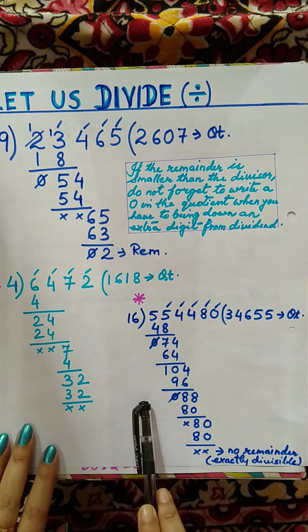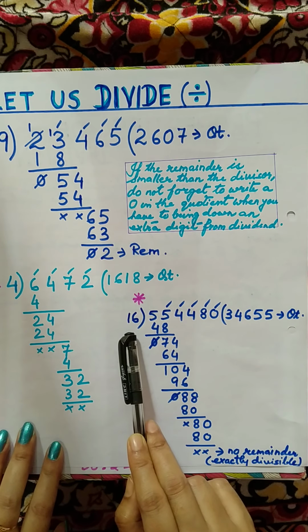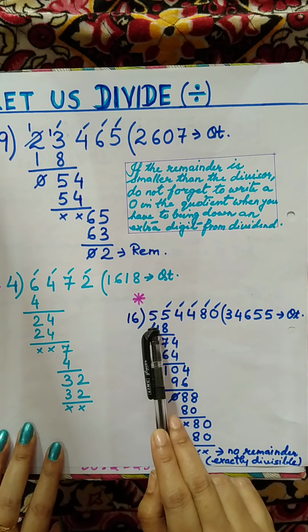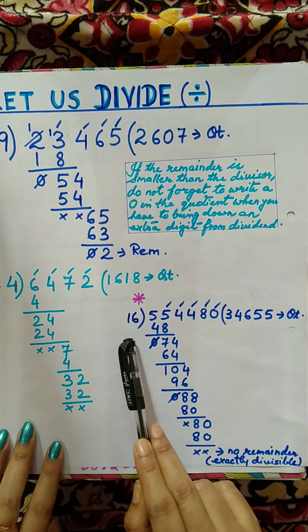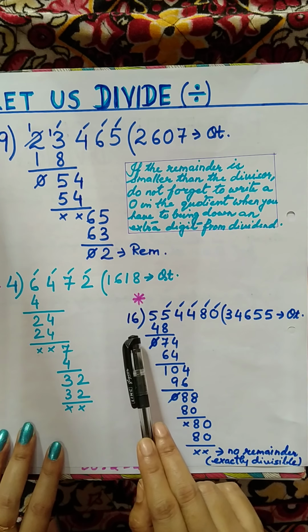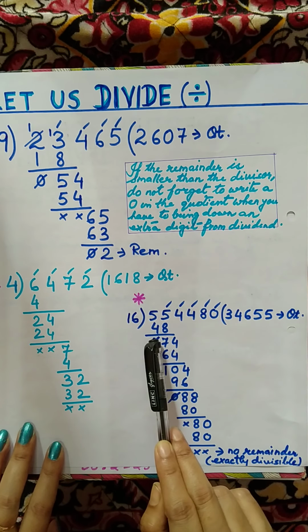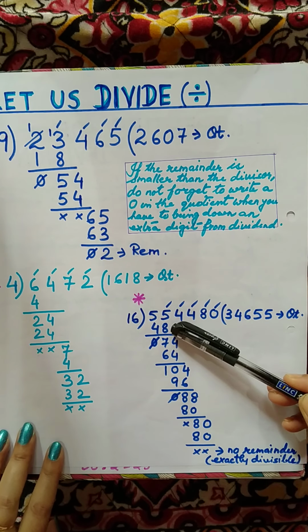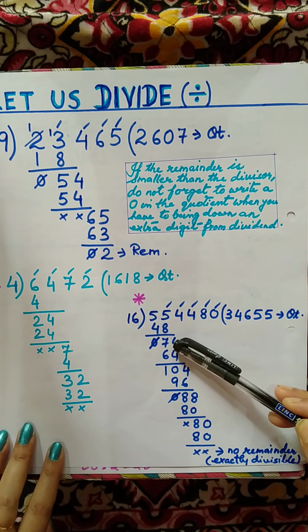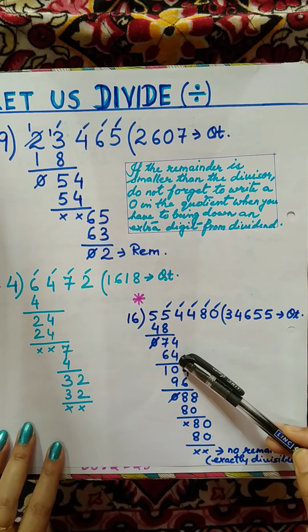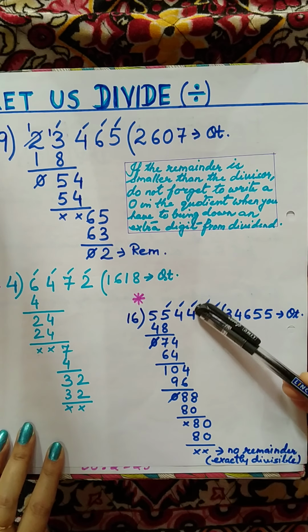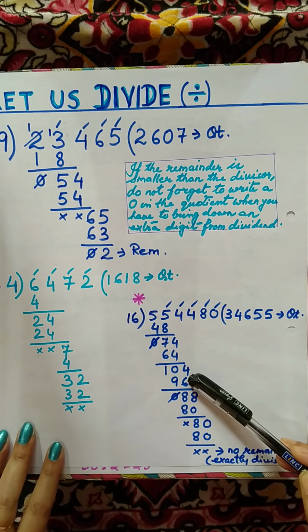We have the next example here, 16, which is the divisor. 554480 is the dividend. Let's see how we divide. We take the first digit, which is 5, but it is less than 16. So we take the next digit and make it 55. Now 16 threes are 48. We subtract 48 from 55, we get 7. We bring down the next digit 4, it becomes 74. 16 fours are 64. When we subtract 64 from 74, we get 10 and bring down the next digit, which is 4. It becomes 104.